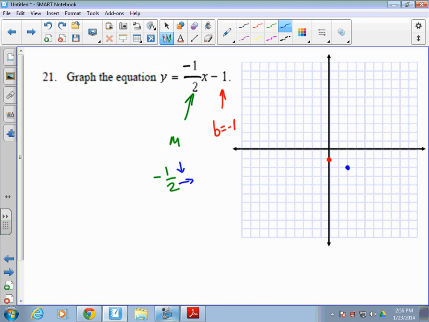Once you have two points, you can draw your straight line through them. Again, try to make it as straight as you can. It makes what you're doing much, much easier. And when you do that, you have your equation that goes through both of them. And that's the end of your study guide.